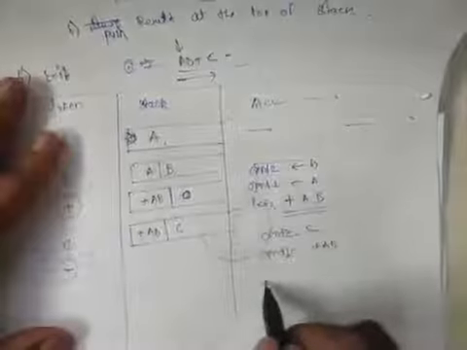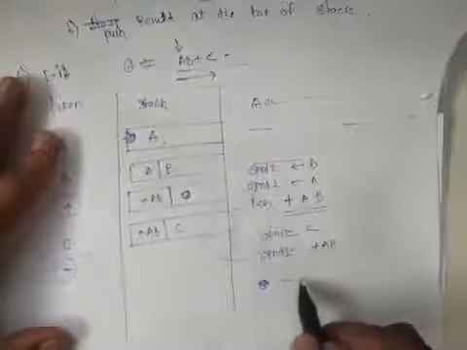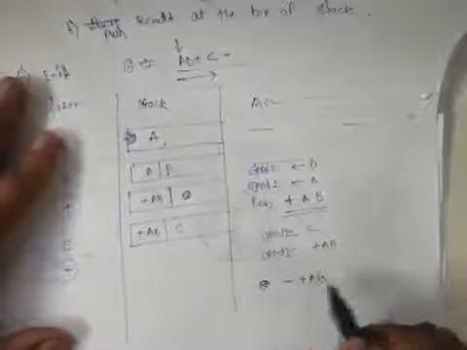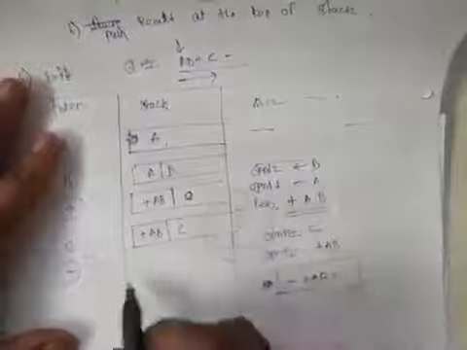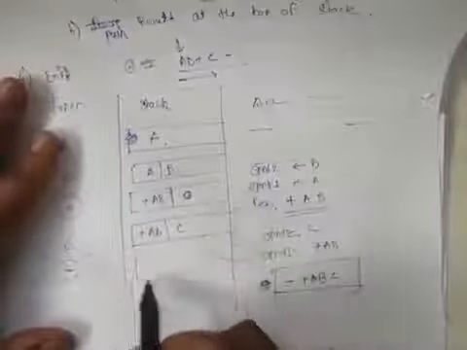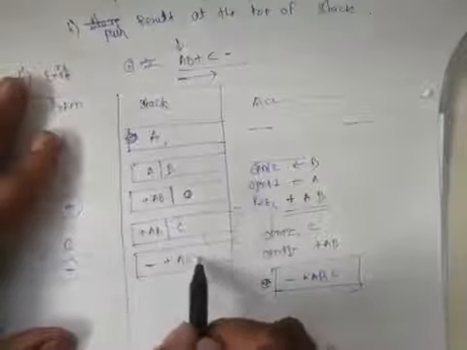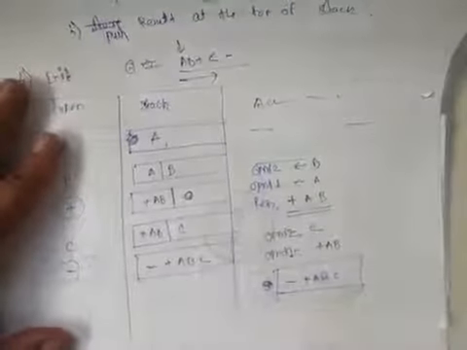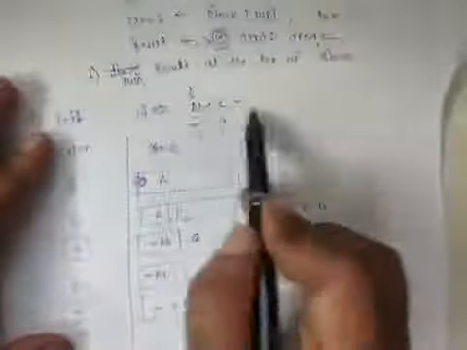So what is the operator? Minus sign. Then operand 1 is plus AB, and then operand 2 is C. So push this result on the top of the stack. So what we will get? Minus plus ABC. So this is your prefix expression. So what we did? We converted the postfix expression into the form of a prefix expression.